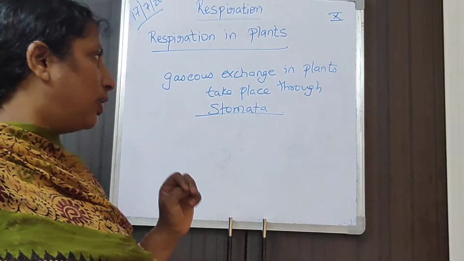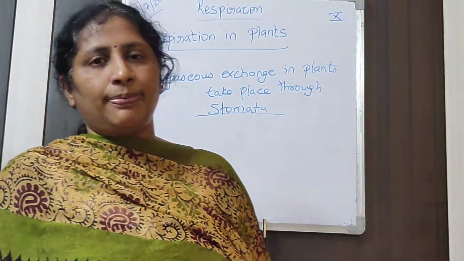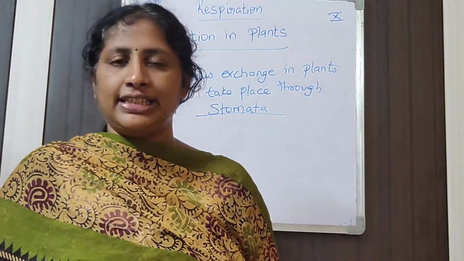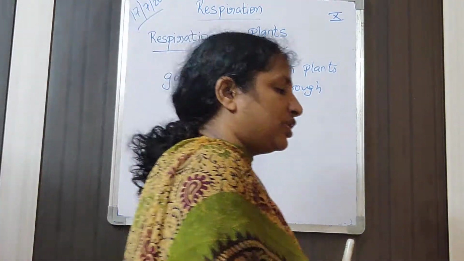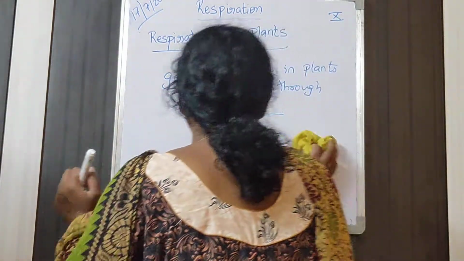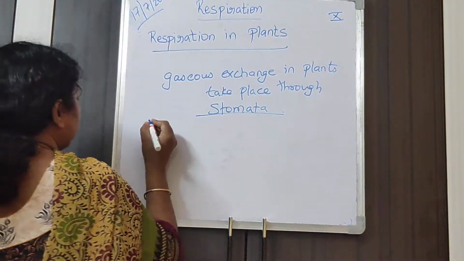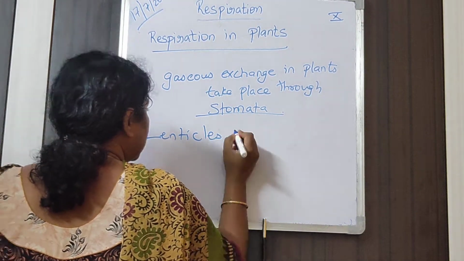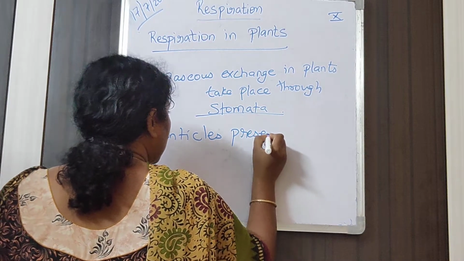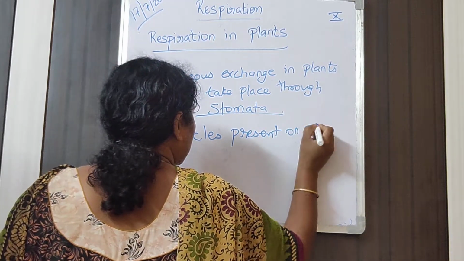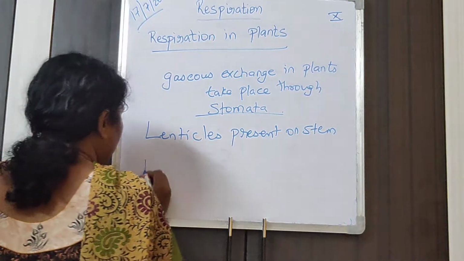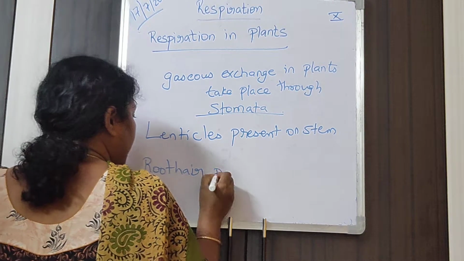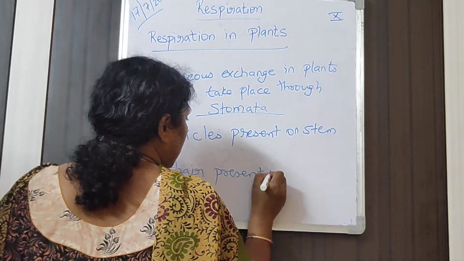We know this. Now what about other parts of the plant, like stem and roots? How does respiration occur in these parts? Along with stomata, the other respiratory organs are lenticels, present on the stem, and the root hairs present on roots.